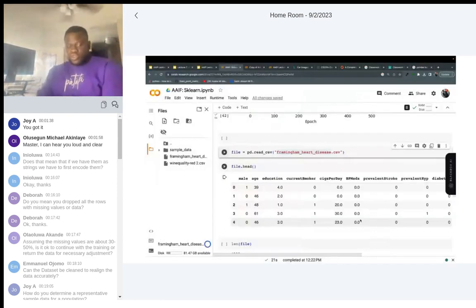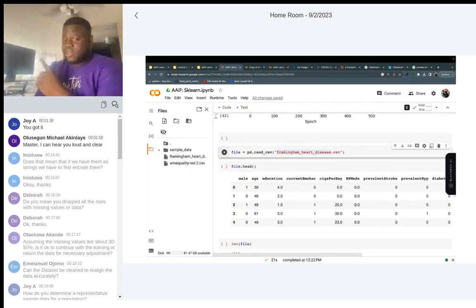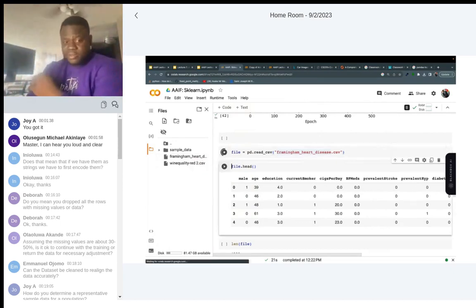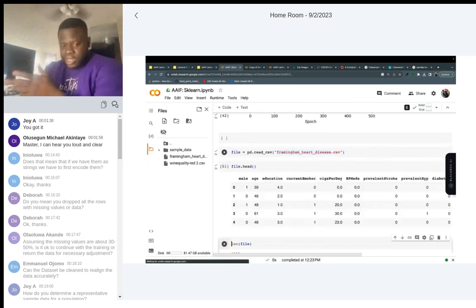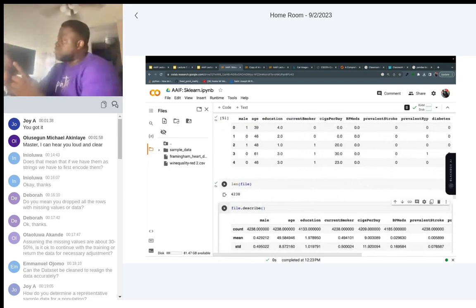So now, I have the heart disease data again. This was just a way to reinforce what was already taught, which is the same thing I did previously: I read the file, I saw the head, and I checked the length of the file. Yes, this was to teach what to do when I have missing data.